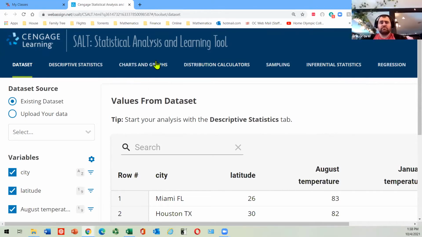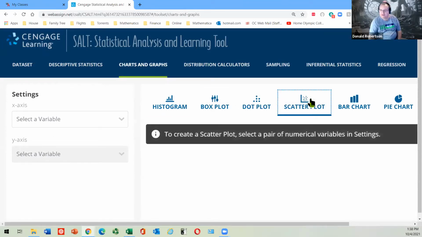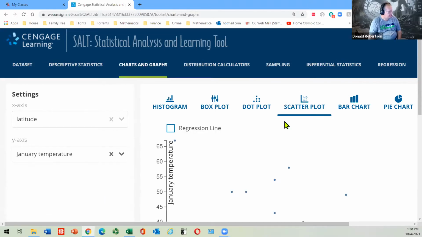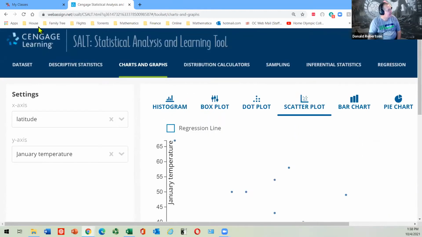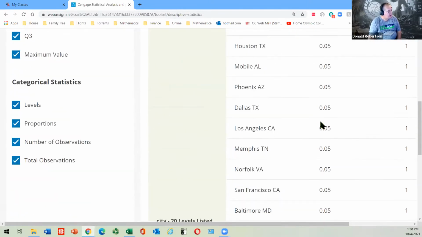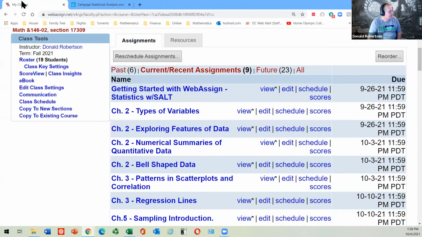Charts and graphs. Yeah. Because normally you do that question as a scatter plot, don't you? And so the first variable is latitude, and the second one was January temperatures. And then if I scroll down to the bottom, can you see that negative 0.856 thing that we're going to round off like we had a minute ago? That's where it's hidden. Now you've given me an idea here. I'm going to hit descriptive statistics. No, it's not there, but it could have been. Right? So are we cool with that guy?